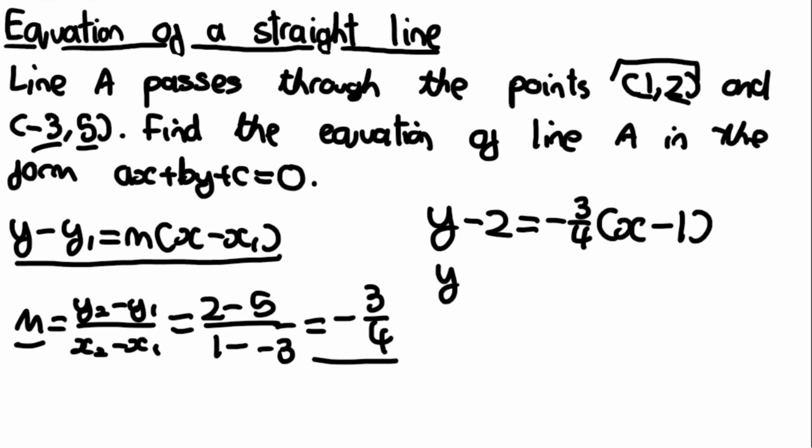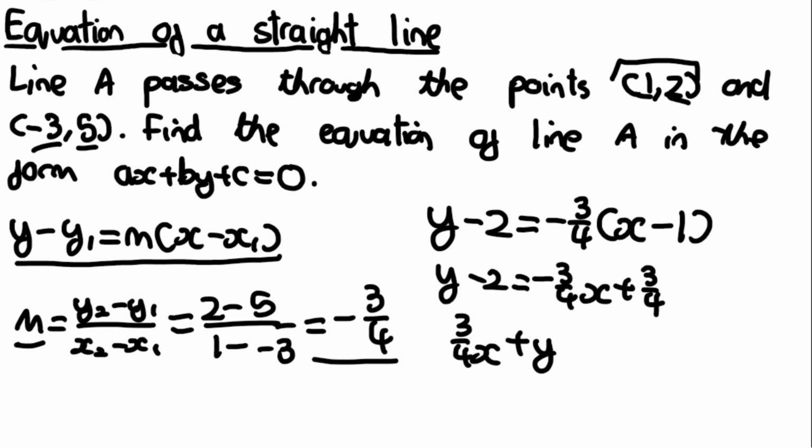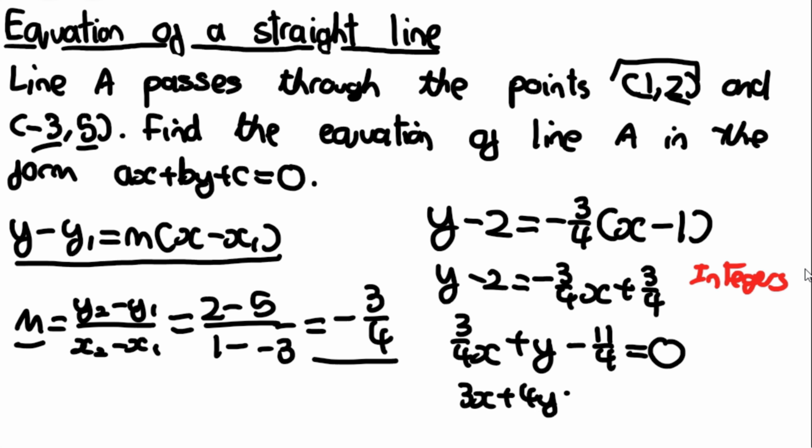You can expand this to do y minus 2 is equal to minus 3 over 4 x plus 3 over 4, and then you can bring everything onto the other side to do 3 over 4 x plus y minus 2 minus 3 over 4, which is going to be minus 11 over 4, which is equal to 0. Remember, we need to make everything integers, so we can times everything by 4 to get 3x plus 4y minus 11 is equal to 0, remembering to times this by 4 as well, and that is the equation of line A.